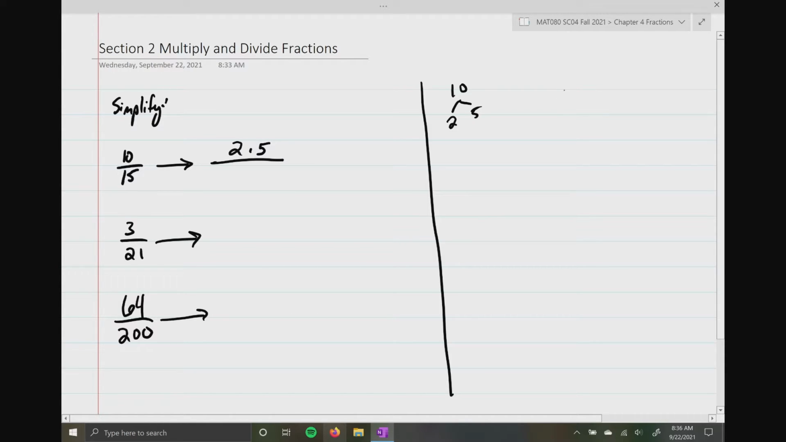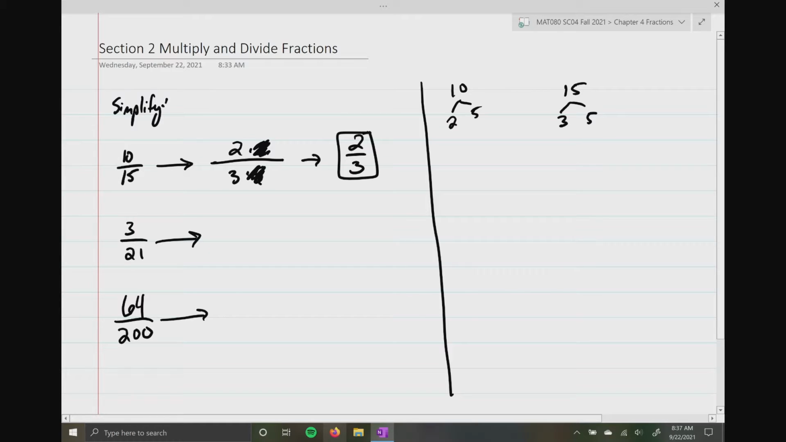Now, 15 is going to be 3 times 5, and they're both prime. So now I take a deep breath, and I look for numbers that are the same in the numerator and denominator, because I know when I simplify it, they equal 1. So I have a 5 in the numerator, 5 in the denominator. There's nothing else. So the answer is 2 over 3.